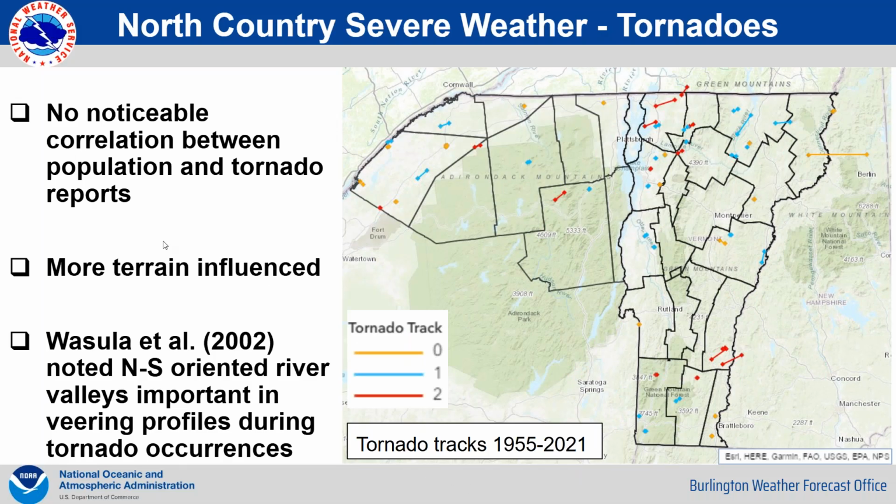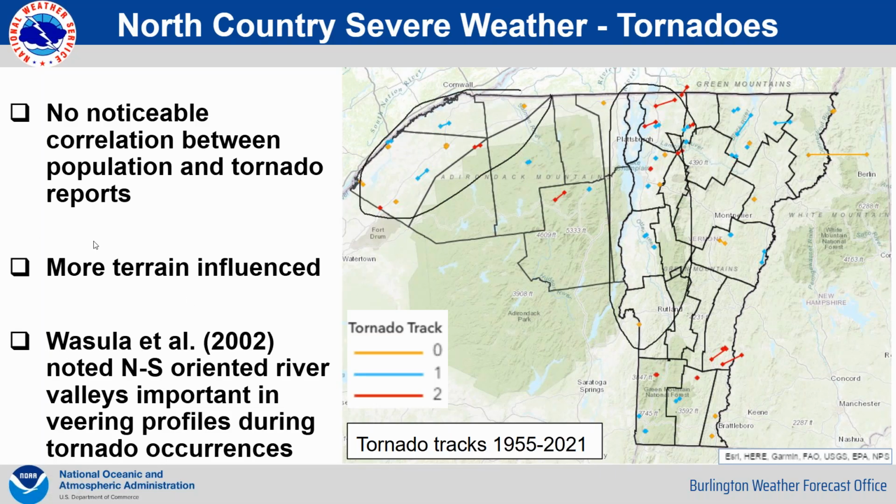And then tornadoes, there's a little bit less of a correlation with population centers. Typically, it's going to be in terrain features. So like the Champlain Valley and the St. Lawrence Valley, terrain is typically going to interrupt a tornado developing. That's not to say that more don't happen out in the Adirondacks. We just don't hear of a lot of the tornadoes that probably have occurred in the Adirondacks.